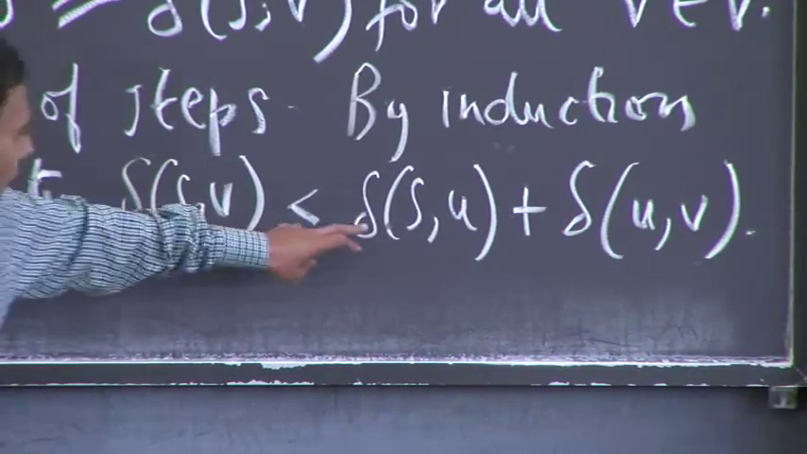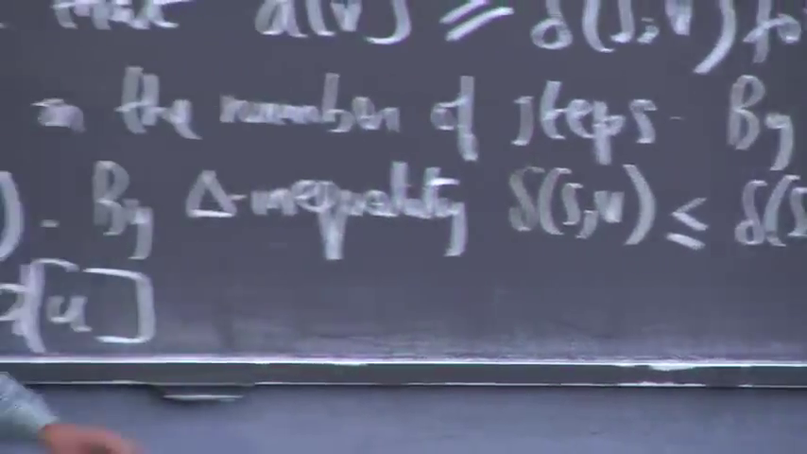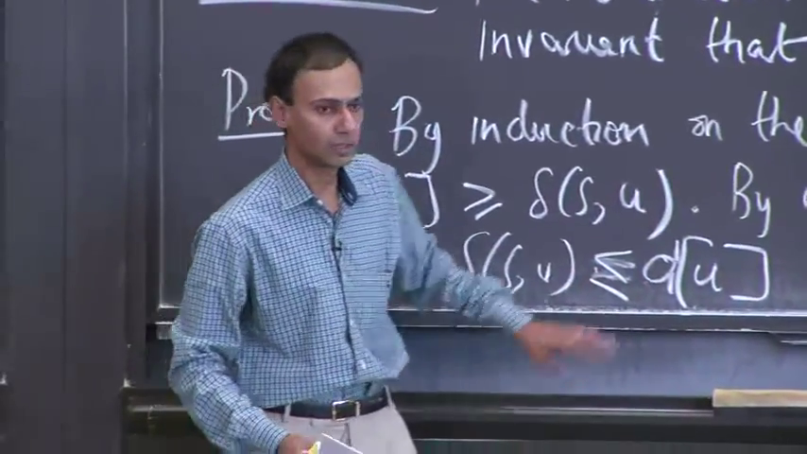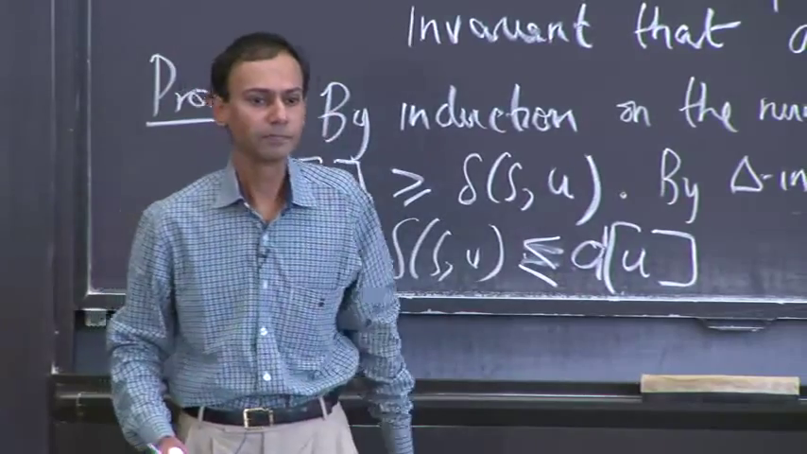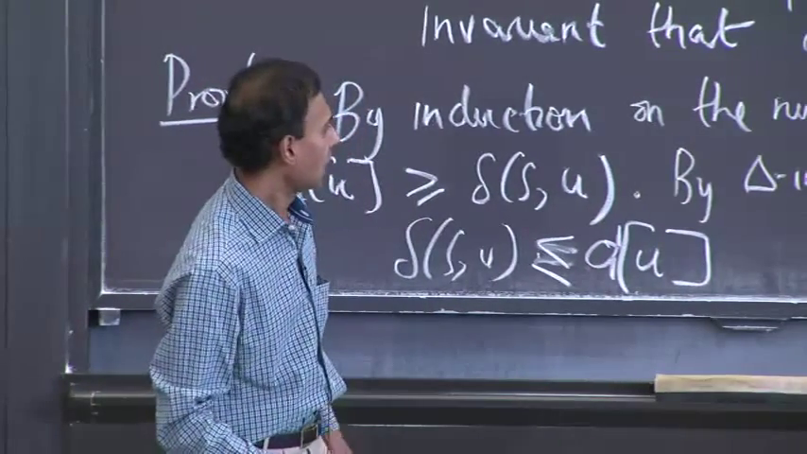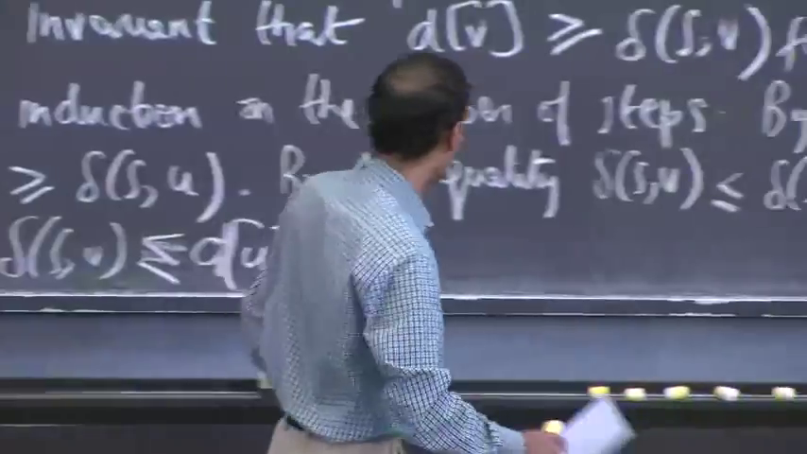Sorry, delta S comma U, thank you. And so that's what I got here. What else? Yeah, replace delta UV with WUV. I can replace delta UV with WUV. Exactly right.